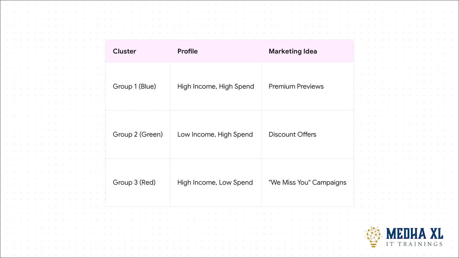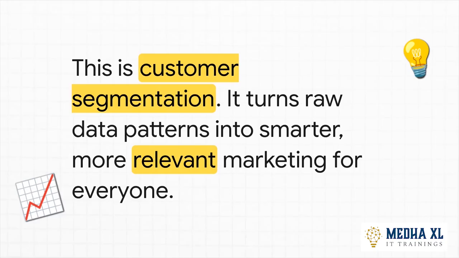And what about that red group? High income, but they don't spend much. They've got the money, but they're not using it. A simple "We miss you" campaign might be all it takes to bring them back. And that right there is the power of customer segmentation. We just used an algorithm to turn a messy pile of data into clear, understandable groups. And that lets us create marketing that's way smarter for the business and, honestly, more relevant for the customer too. No more generic ads for everybody.